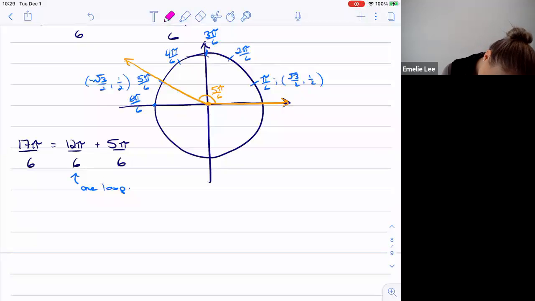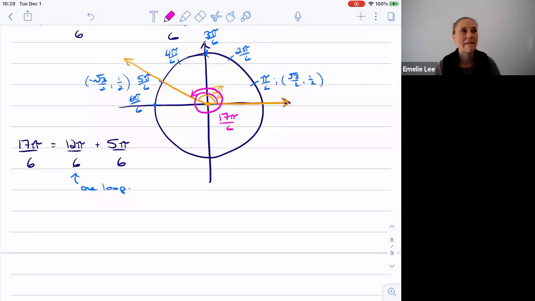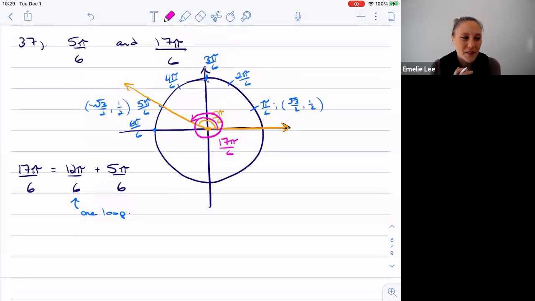So here, I can go one loop around. Should go like that. That's going to be 17 pi over 6. So it looks like they end up at the same point, right? 5 pi over 6, and a loop and 5 pi over 6, they are coterminal.